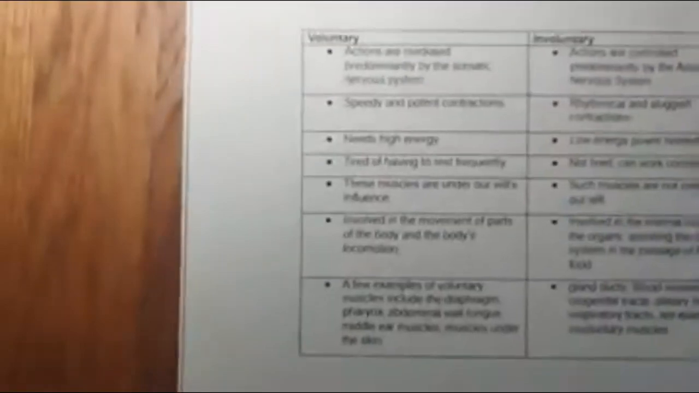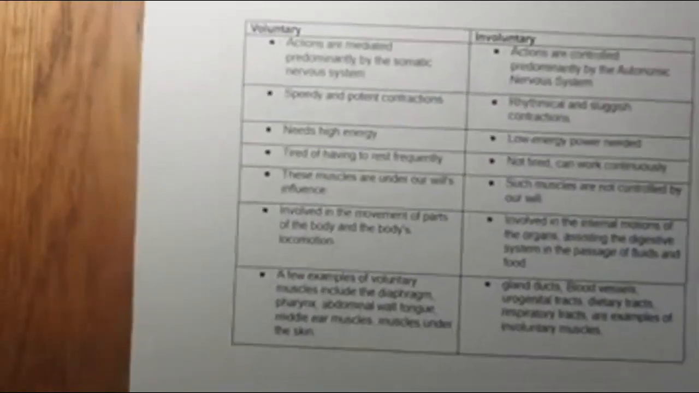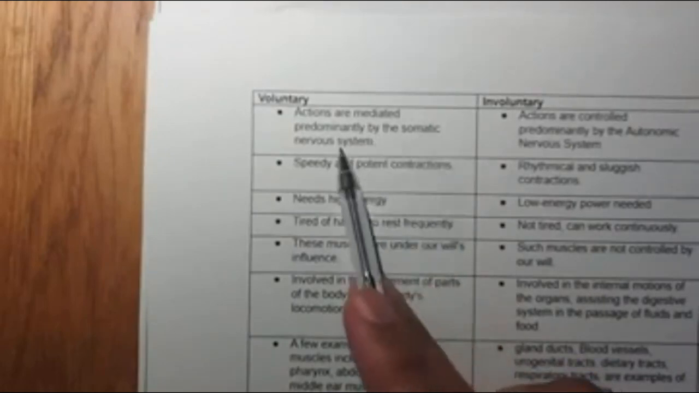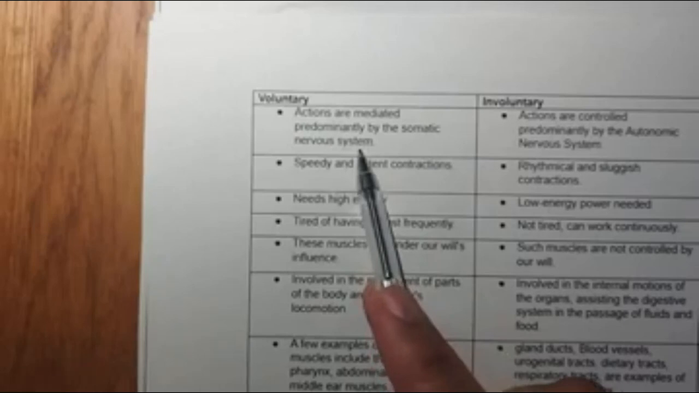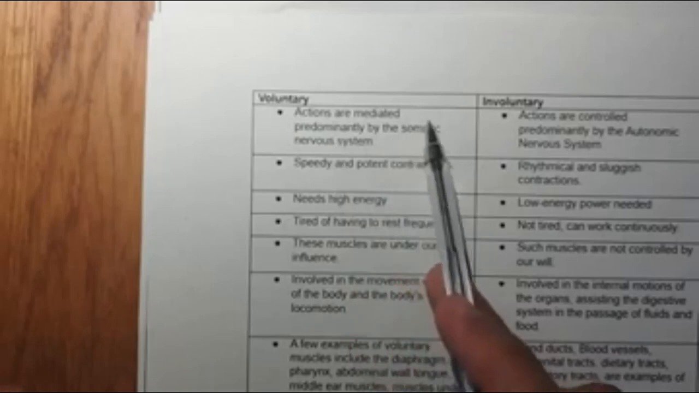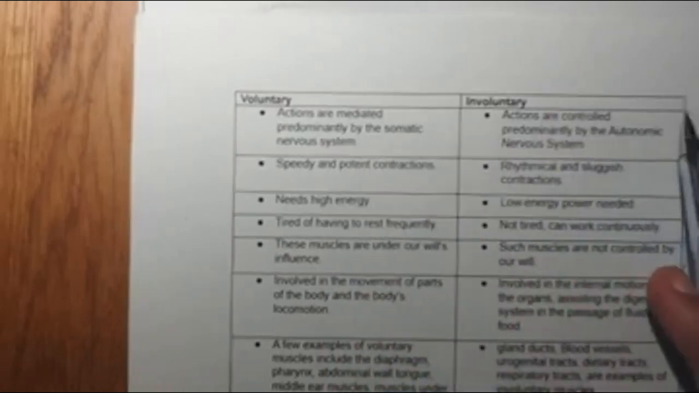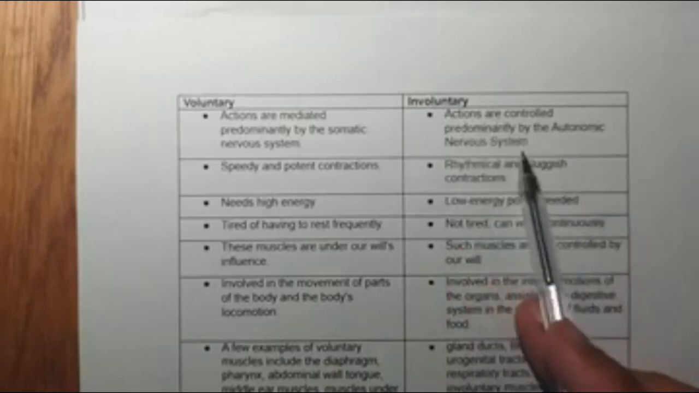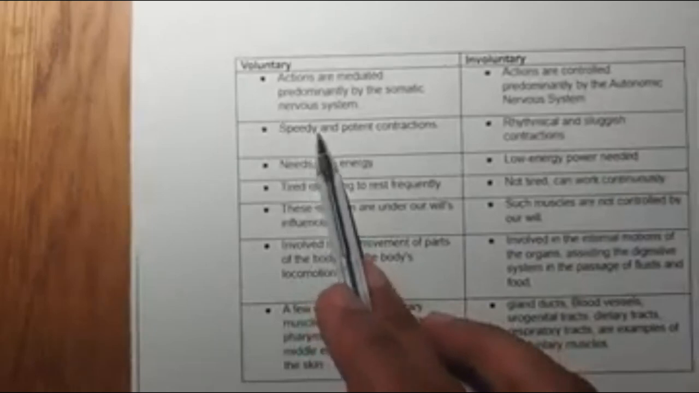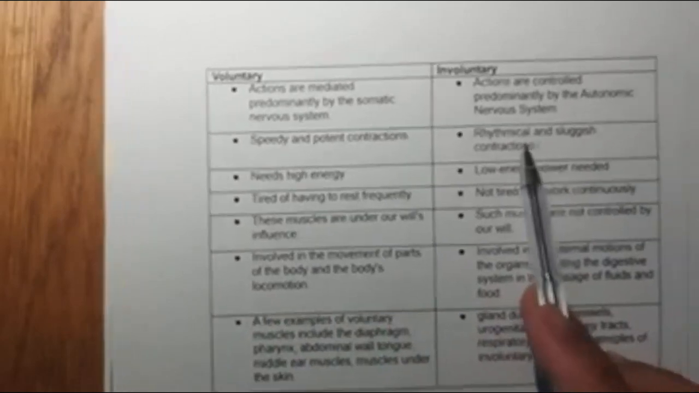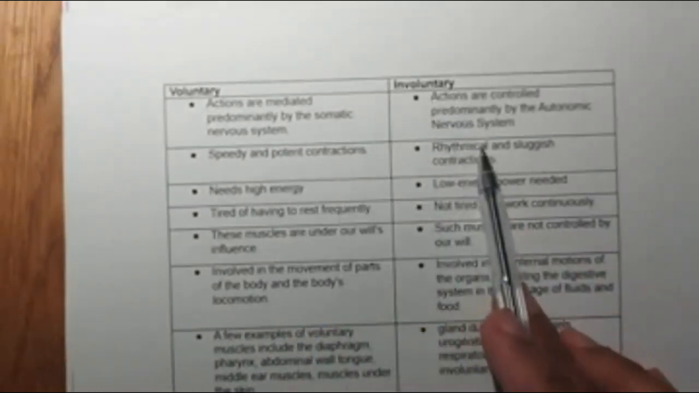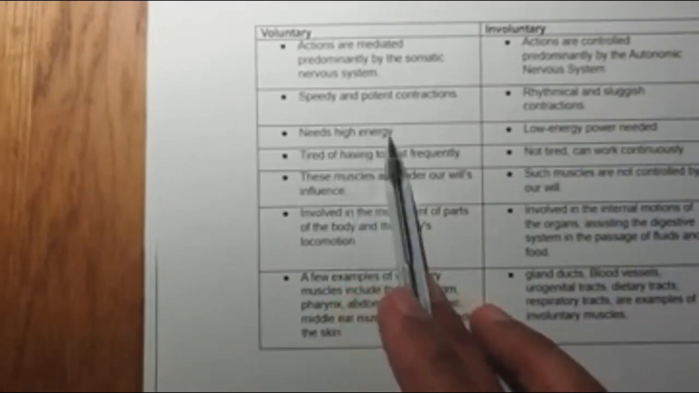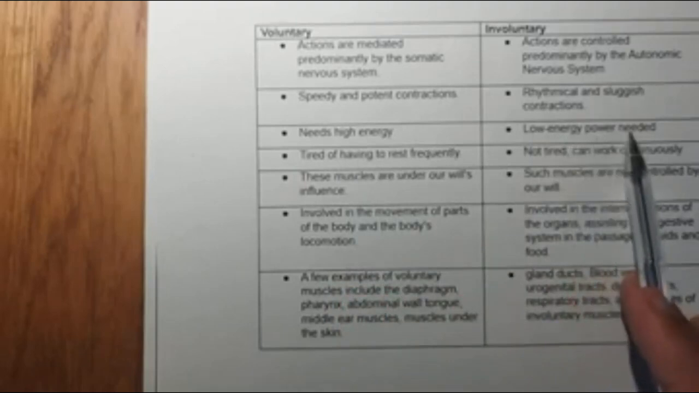Now let us briefly have a look at voluntary and involuntary actions that are carried out by our body. Voluntary actions are mediated predominantly by the somatic nervous system. Remember, there are the somatic nervous system and the autonomic nervous system. The somatic nervous system deals with the external environment. The autonomic nervous system deals with the internal environment of the body. Involuntary actions are controlled predominantly by the autonomic nervous system. Voluntary actions are speedy and involve potent, strong contractions. Involuntary actions are slow, rhythmic, and sluggish. Sluggish means slow. Voluntary actions need high energy. Involuntary actions are low energy actions.